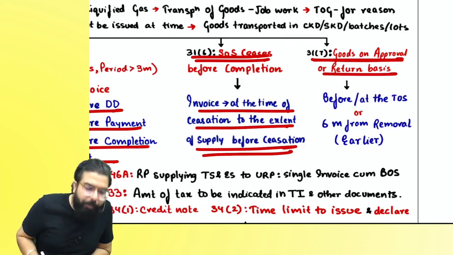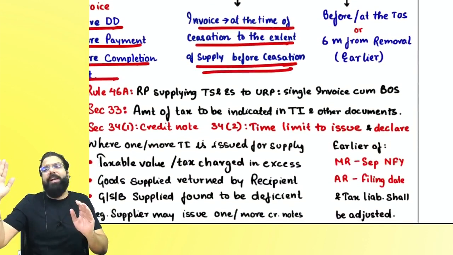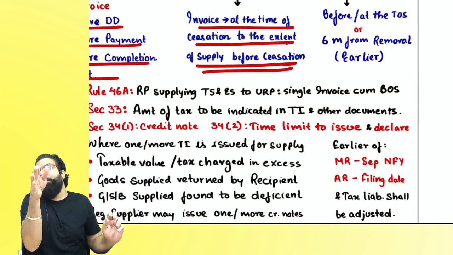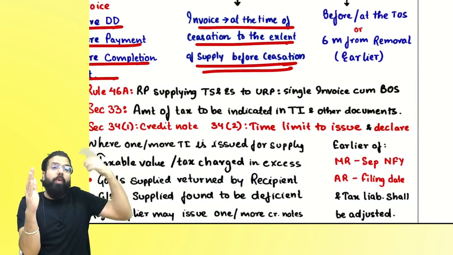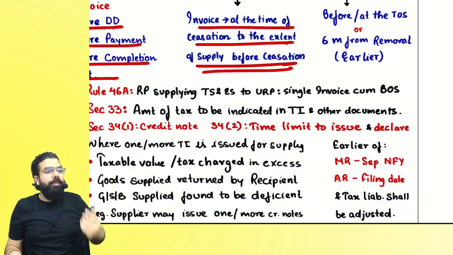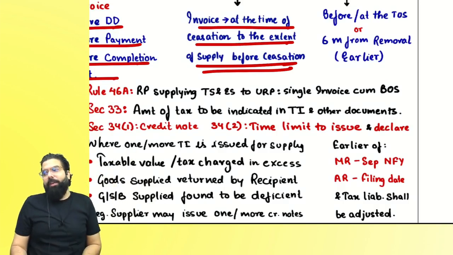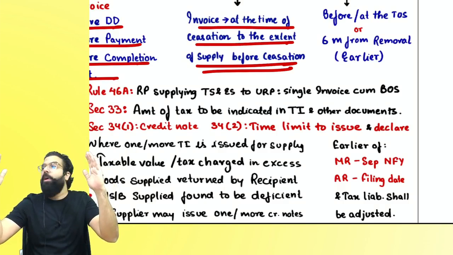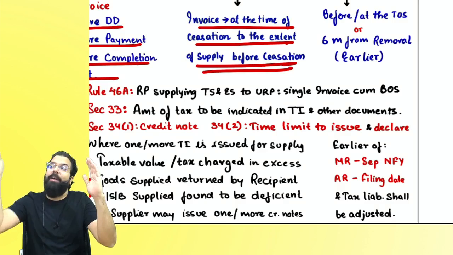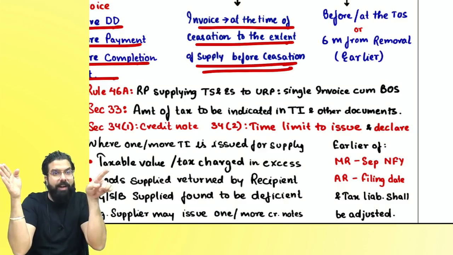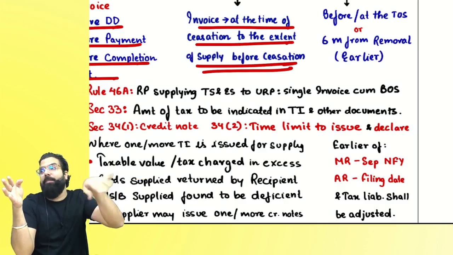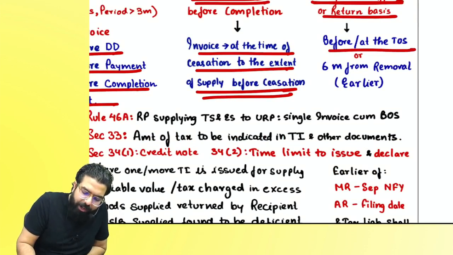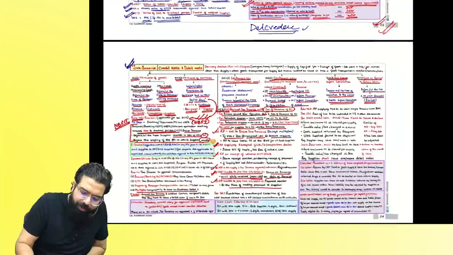31.7 goods sent on approval or return basis. When I am sending, it is not a supply, but when he gives the approval, that is the time of supply. Approval, or once 180 days gets over, then you should raise the invoice. Everyone remember, removal is the date. 6 months they give you time, including the date of removal. Then after the date of removal, you have to see 6 months. It means once 180 days, 6 months gets over, immediately you have to raise the invoice. So at the time of supply, or 6 months from removal, whichever is earlier.